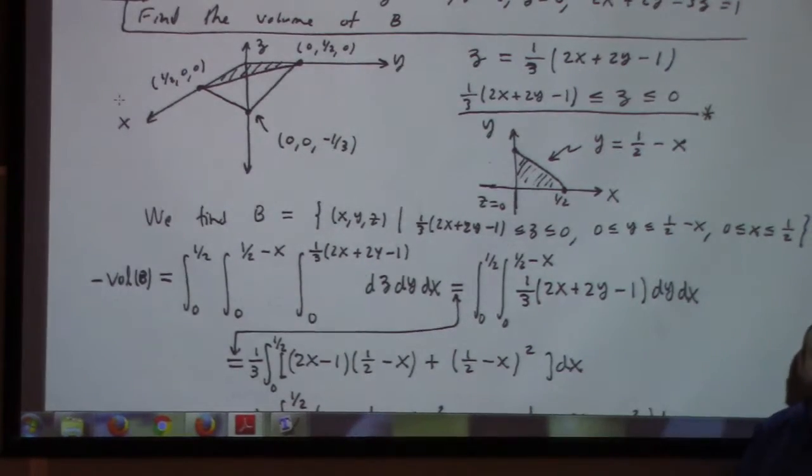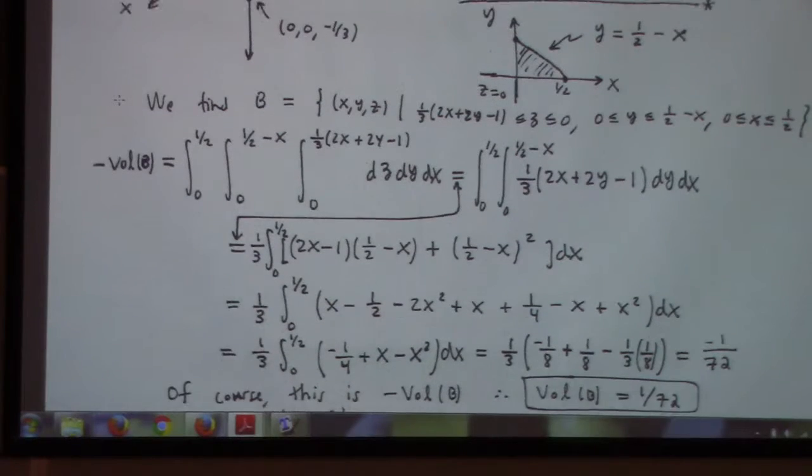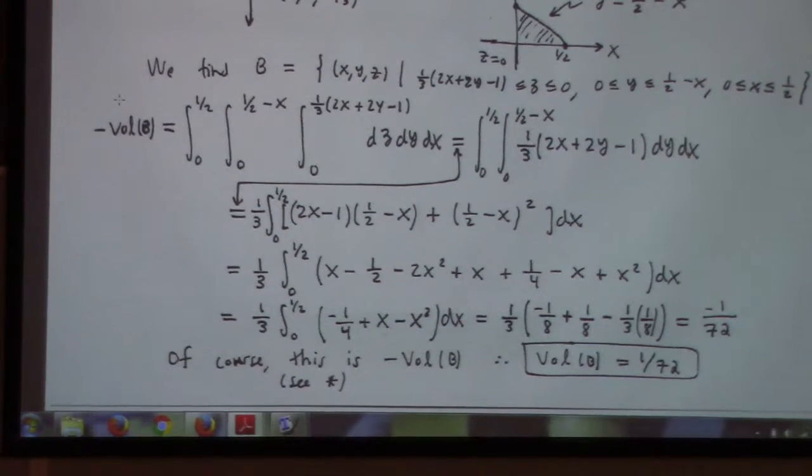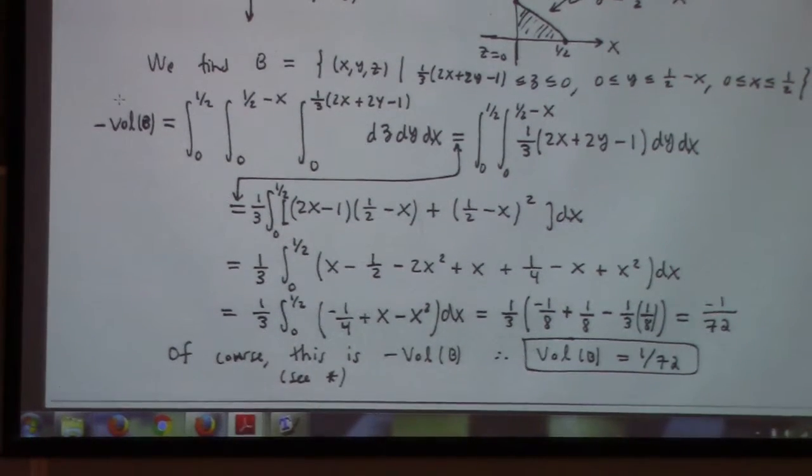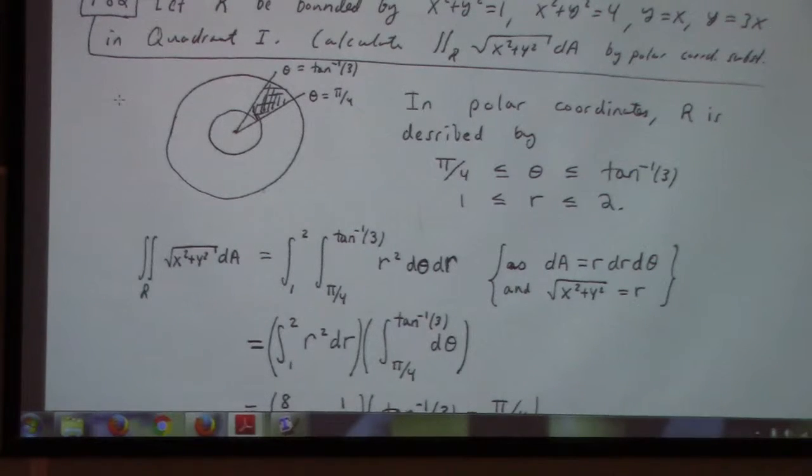As one of you pointed out, at the end of it, I get a negative number. I know what I did was I had it set up backwards. So I just go back and say, aha, I calculated minus the volume, not the volume. I took your advice, and I did that, as you can see. Anyway, I get 1/72. Okay, I see some nodding.